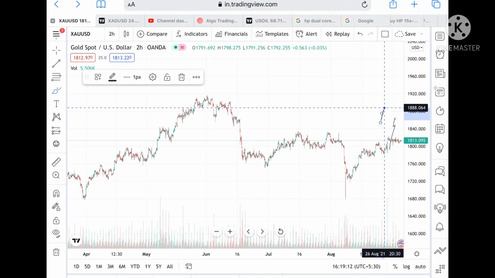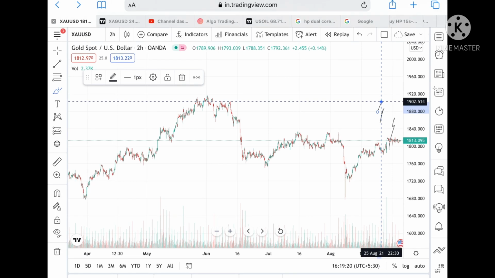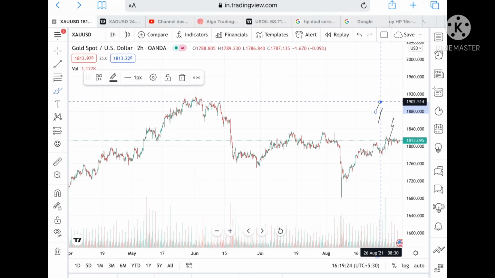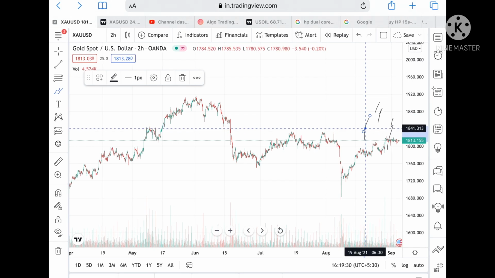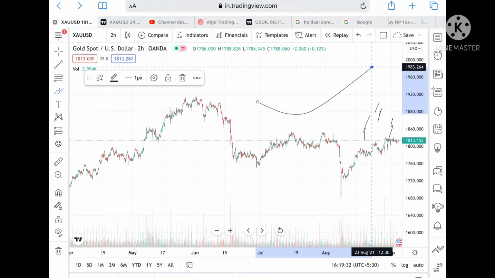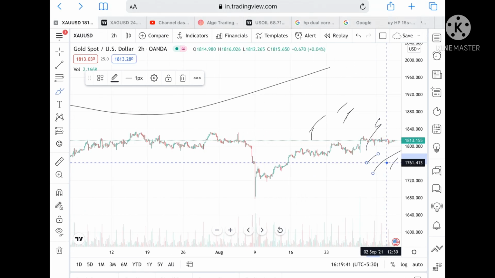And once 1875 is touched, then there is a probability we can see a level of 1887 also, and if it goes above this level, then we can see a level of 1900 also. Okay, and then we can see more upside, because 1845 is a very crucial resistance. I have already told you that once 1845 is touched, then we can see a sharp upside in the price of gold.